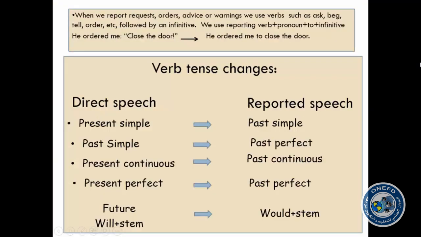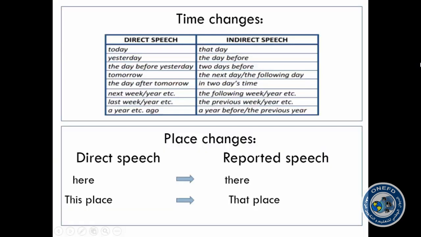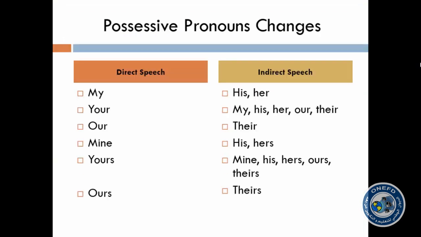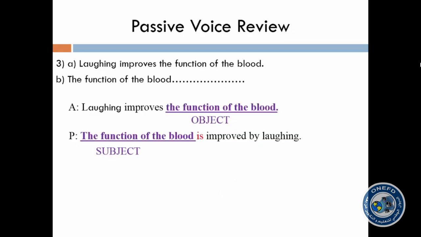Again, we have provided you with these tables of some changes. Feel free to pause the video and take some notes. So let's move on to the third sentence: passive voice review. The third sentence is "Laughing improves the function of the blood." This sentence is in the active voice, and we would have to rewrite it in the passive voice.